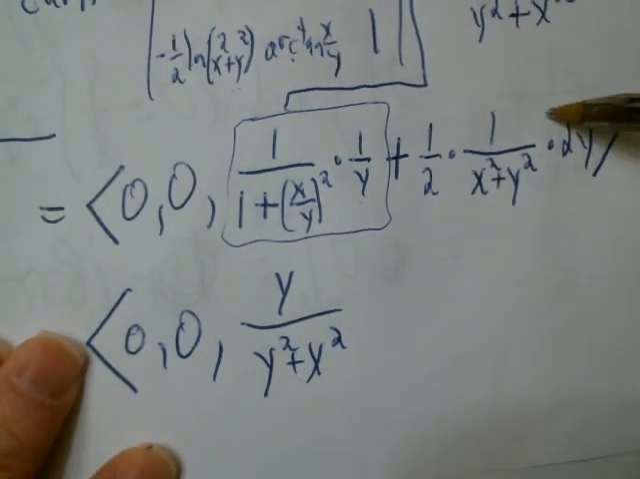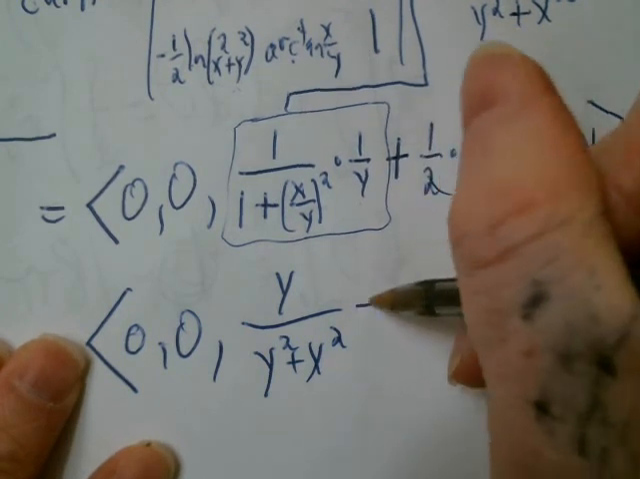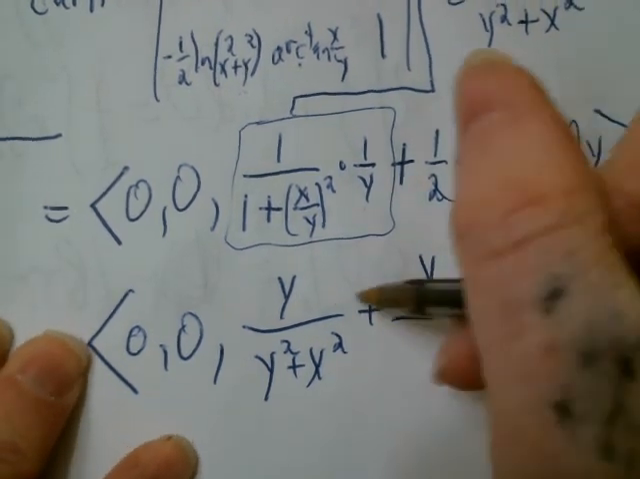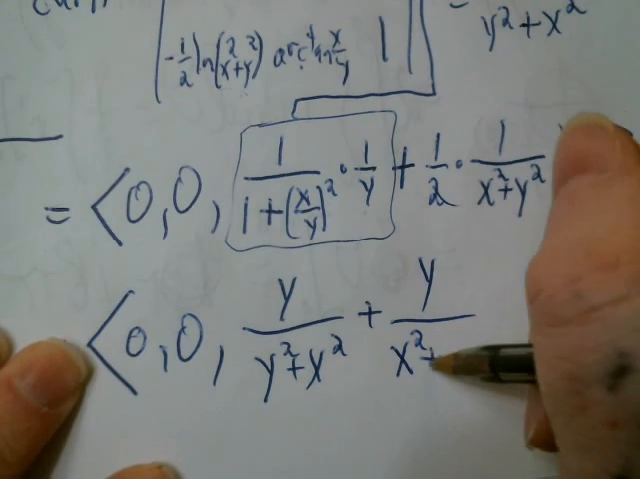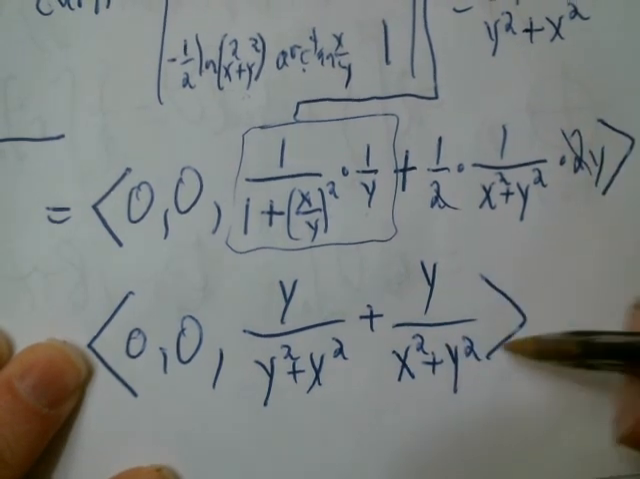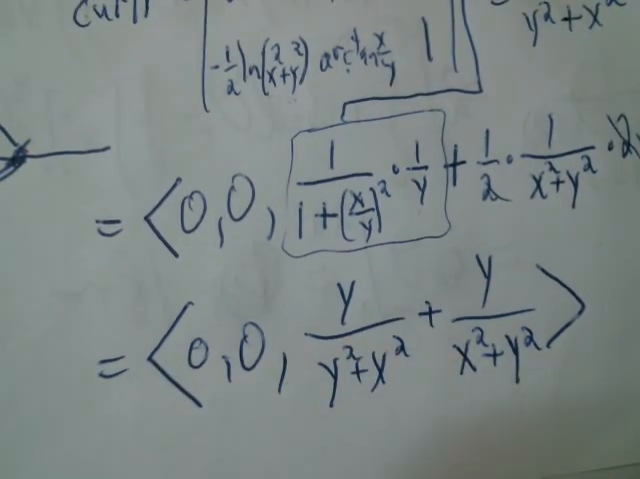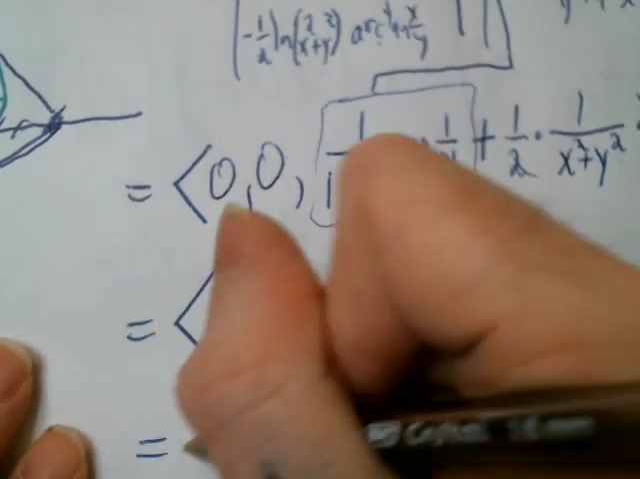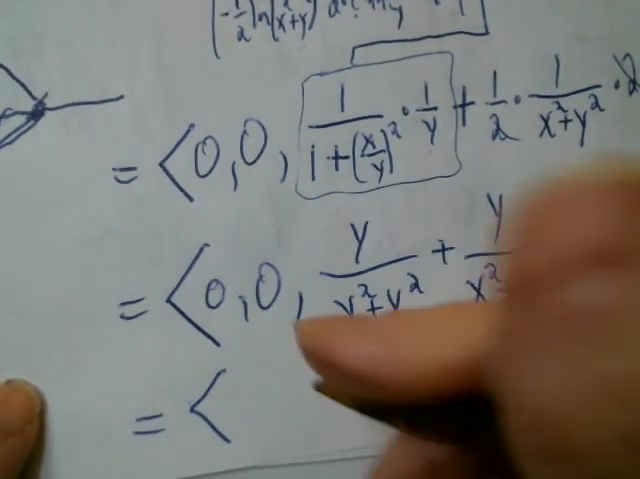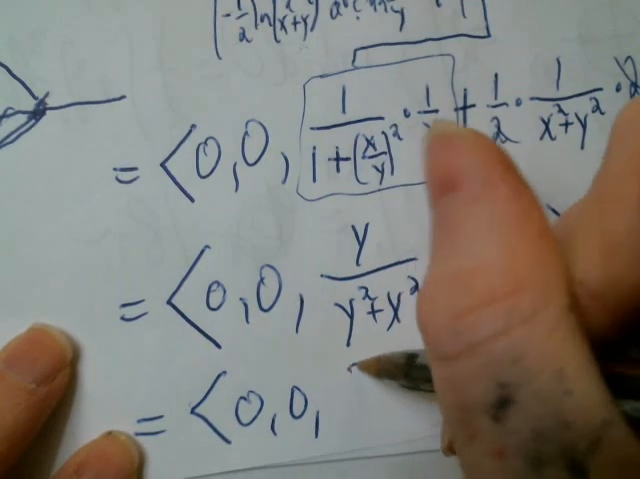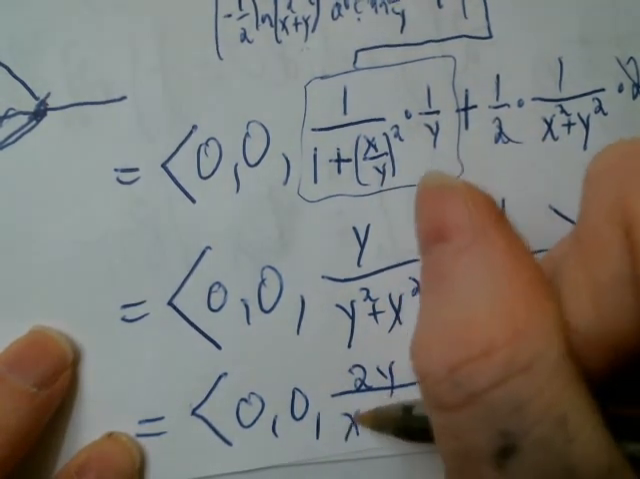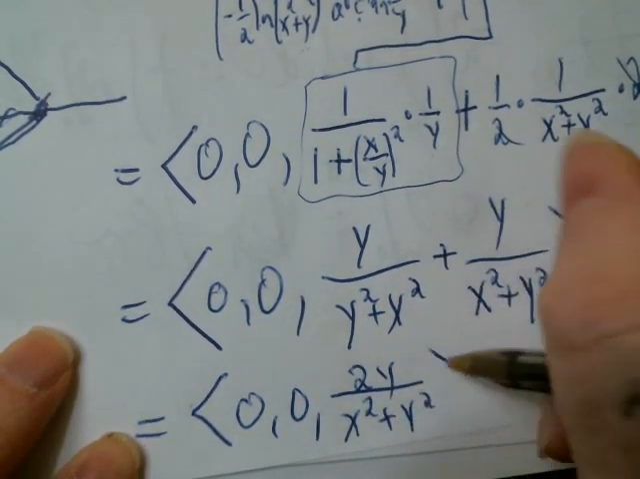Okay, so with this term, the 2's will cancel, and you'll again get y over x squared plus y squared, or vice versa. In other words, you're going to have 2 of these in your third component, and finally our curl of f is 0, 0, 2y all over x squared plus y squared.